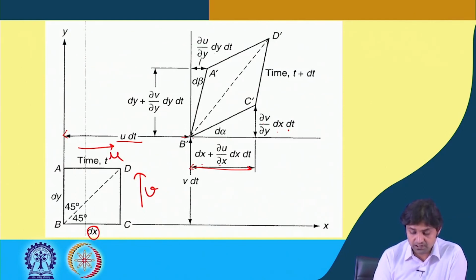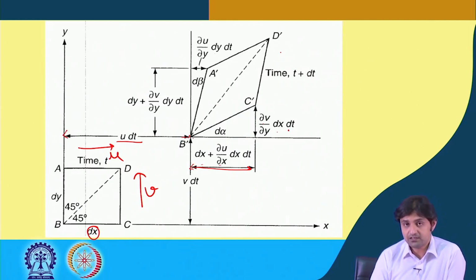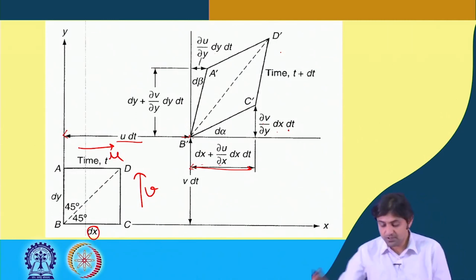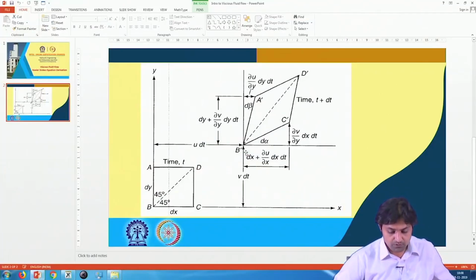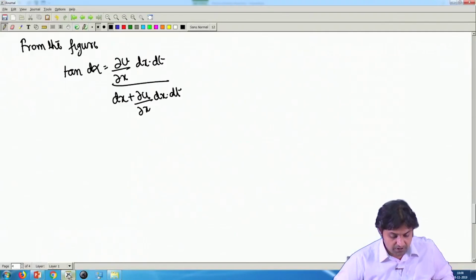So this has translated to u dt and v dt if it was 0, 0 here. So this is done using geometry only. Okay. So a fluid particle having velocity u and v respectively in the x and y direction translates, and it rotates also, you know, because of the shear. So this particular figure we are going to see, and we are going to derive some important results from it.